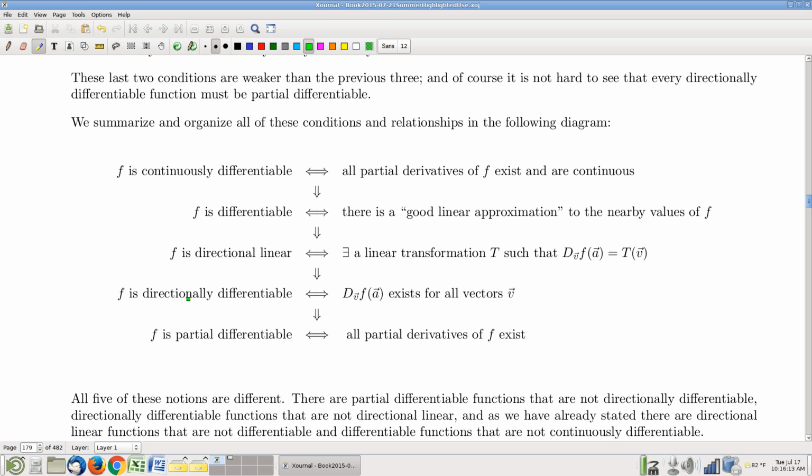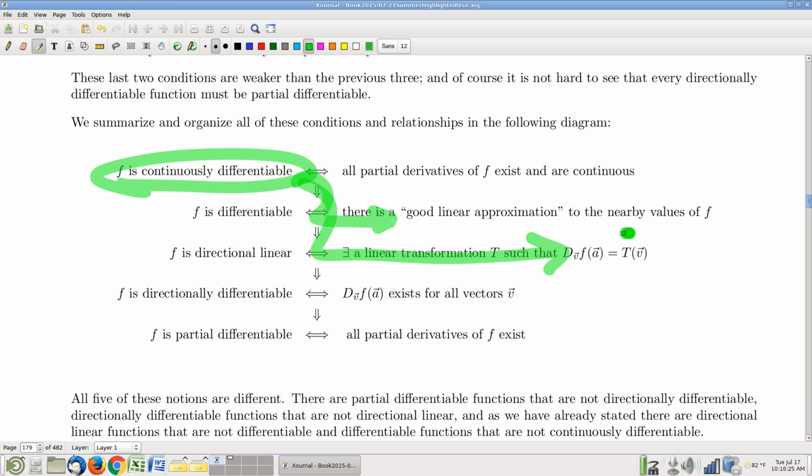Right? And very often, what we do is, as I just said, you check that a function is continuously differentiable, from which you conclude that the function is differentiable, and therefore I can compute all the directional derivatives by the derivative transformation. That's how we use this most of the time.